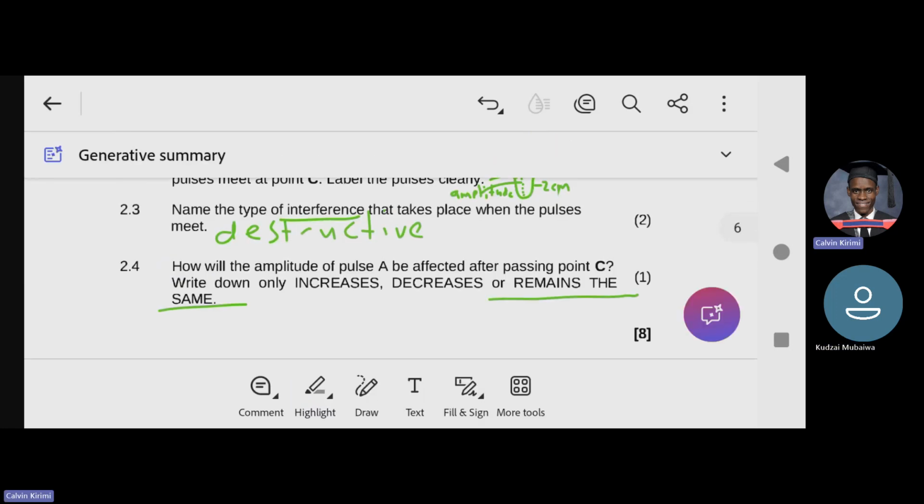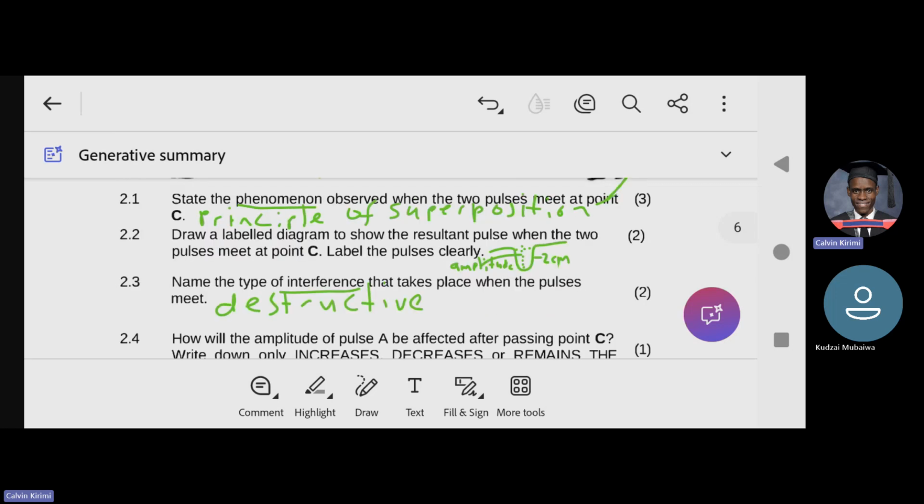I said after the pulses meet, each pulse continues in its direction with its amplitude. So remains the same, which means it will remain 4 centimeters, and the other pulse B will remain 6 centimeters.